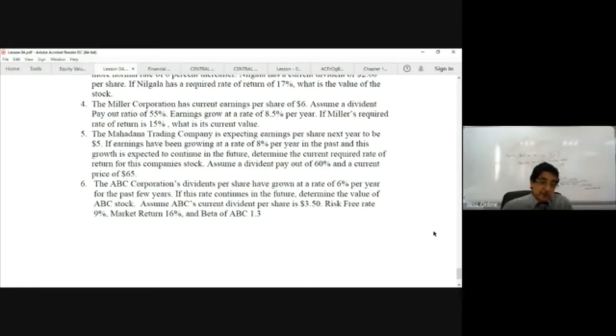Because in order to calculate the ABC stock, if you apply the one-stage dividend model, what will happen? We need to have D0, we need to have g, we need to have the required rate of return, K, in the calculation. Growth rate is given.